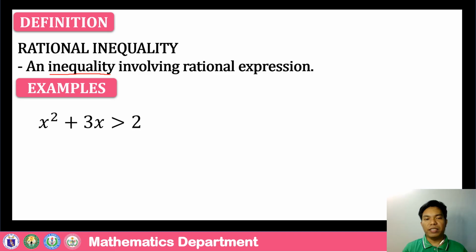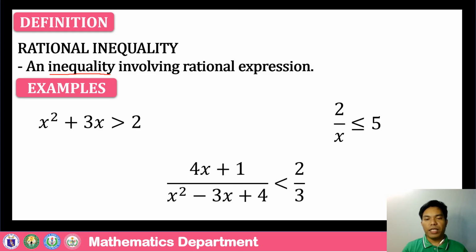X squared plus 3x is greater than 2. 2 over x is less than or equal to 5. And 4x plus 1 over x squared minus 3x plus 4 is less than 2 over 3. Now, ang kaibahan lang dito sa nauna nating example kanina, ang ginagamit natin dito ngayon ay ang mga inequality sign. Kagaya ng greater than, less than, at less than or equal.